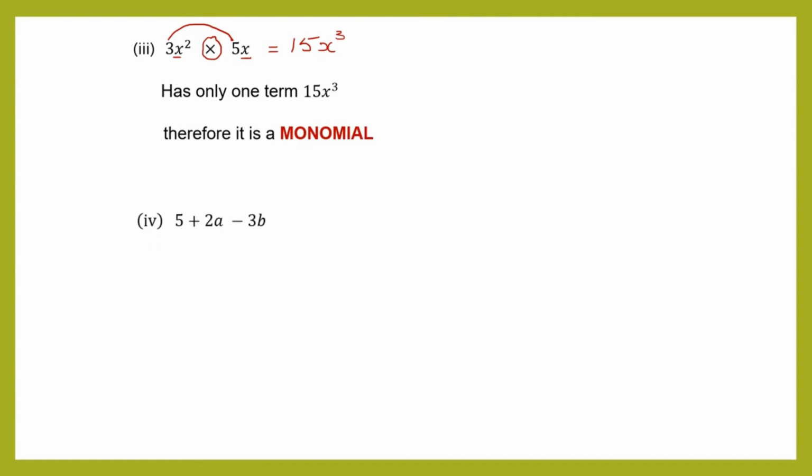Question 4. 5 plus 2a minus 3b. Okay, let me see if I can combine anything to make it a single term. I cannot because there are plus and minus signs. So let's count the terms. 1, 2a is another one, 3b is another one. So there are 3 terms. Therefore, it is a trinomial.